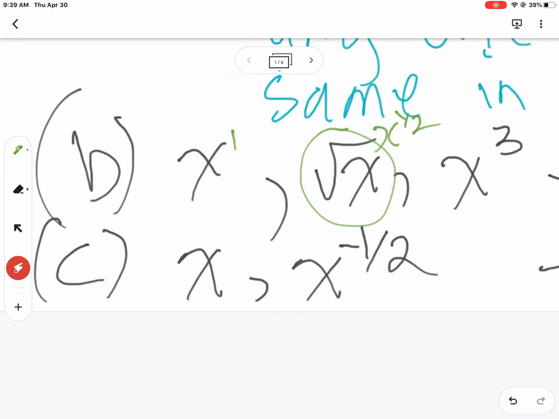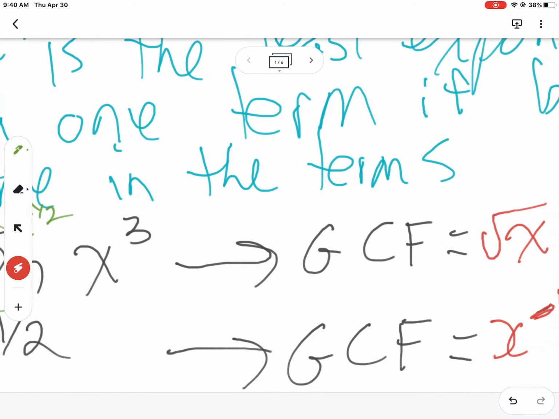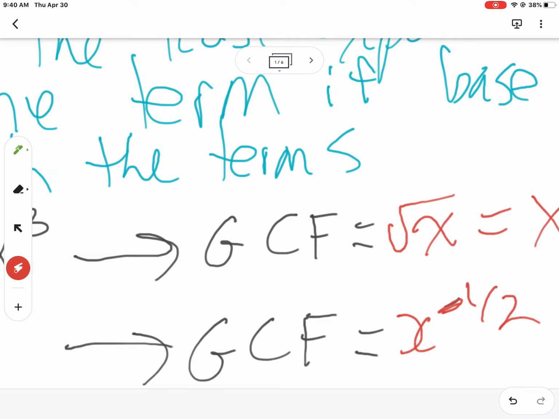Here's another one. Now this is where it gets weird, right? So look at your exponents. You have x and x to the negative 1/2. Well, we know x is the same thing as x to the 1. So I have x to the 1 and x to the negative 1/2. So it's always the lowest exponent. In this case, the least exponent is negative 1/2. So in fact, the greatest common factor there is x to the negative 1/2, okay, x to the negative 1/2.